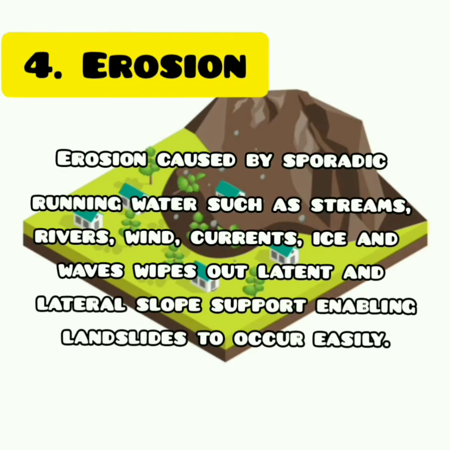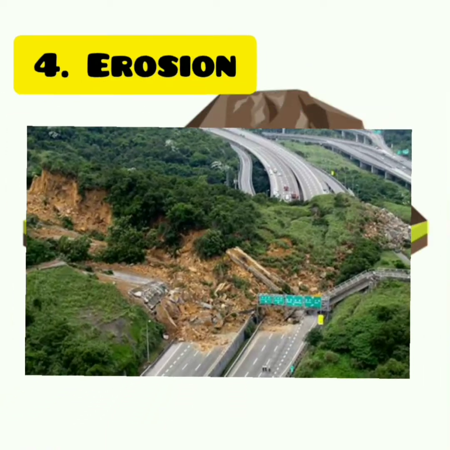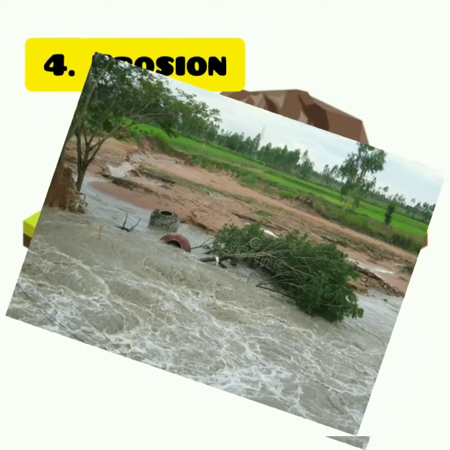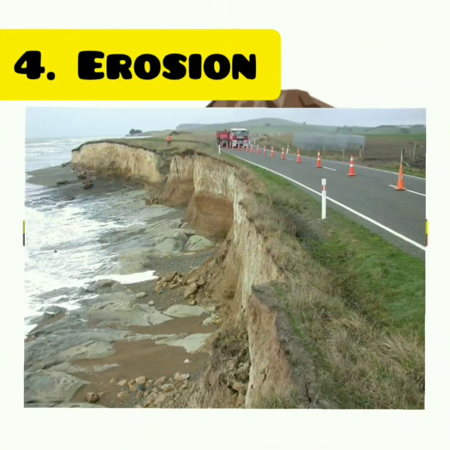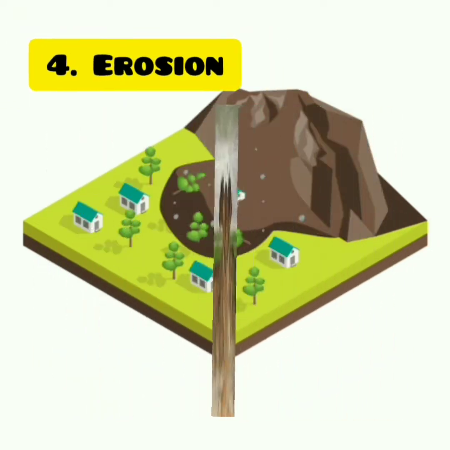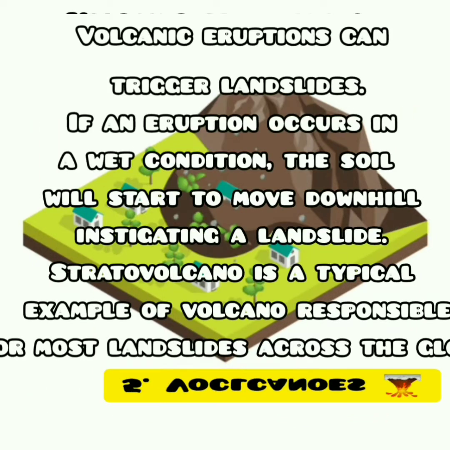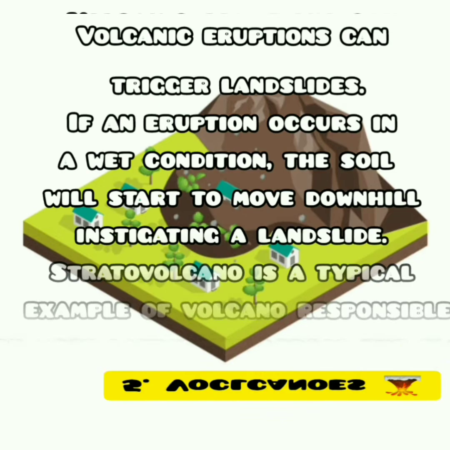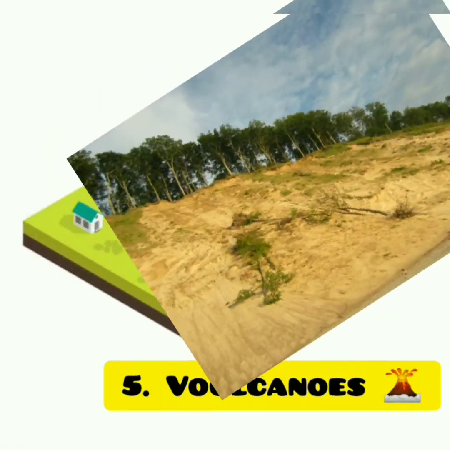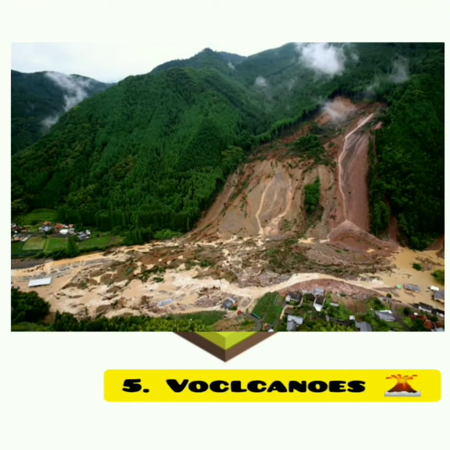Then, erosion. Erosion caused by sporadic running water such as stream, river, wind, current, ice and wave wipes out lateral slope support, enabling landslide to occur easily. After that is volcanoes. Volcanic eruption can trigger landslide. If an eruption occurs in a wet condition, the soil will start to move downhill, instigating a landslide.